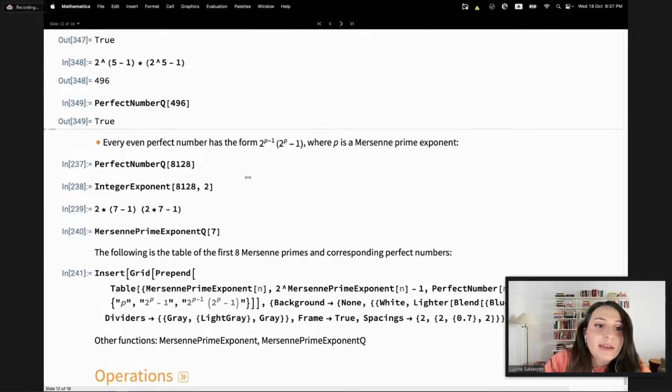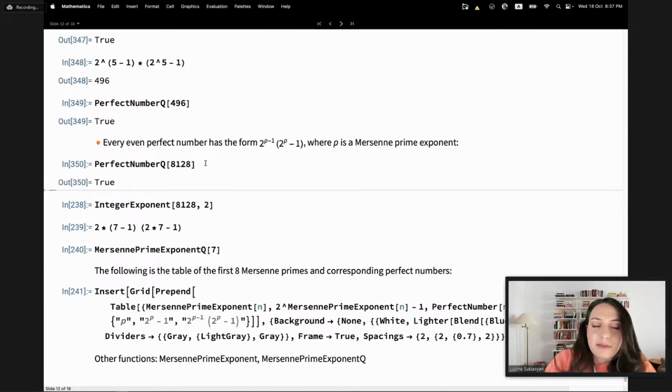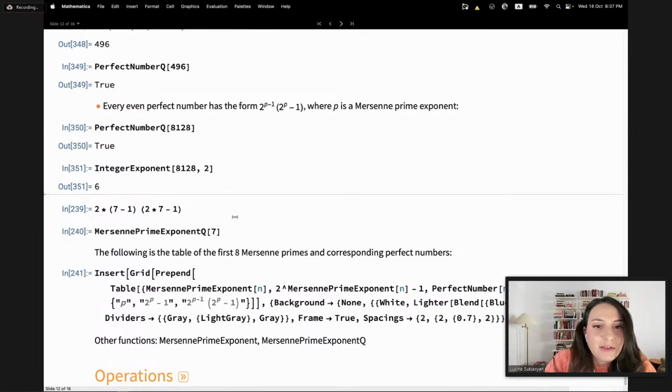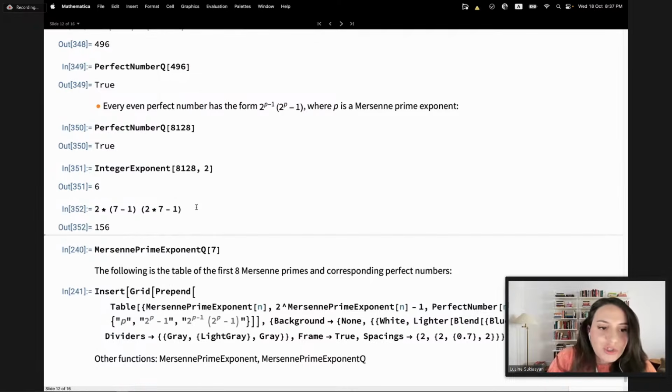So the other way, every even perfect number has the form 2 to the power of p minus 1 times 2 to the power of p minus 1, where p is again a Mersenne prime exponent. So take this number and check that, yes, this is a perfect number. We can guess what p should be by using the function that we already talked about, integer exponent. So, okay, p minus 1 should be like 6, so p should be 7, and we can check here.